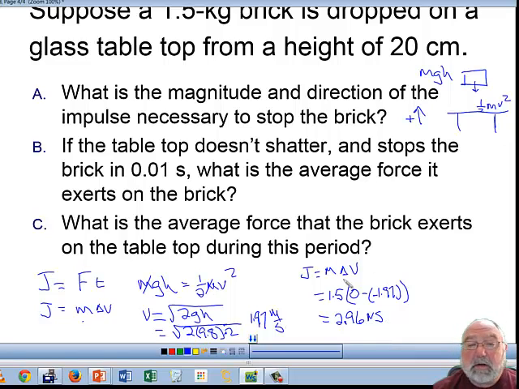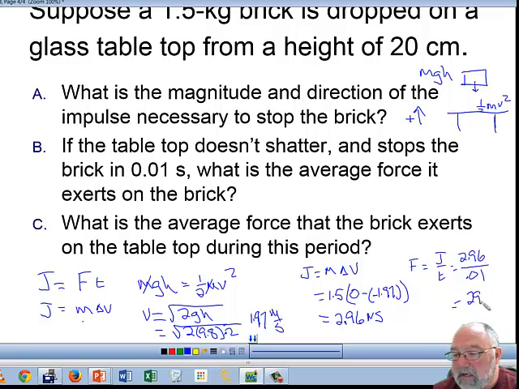Okay, well, let's find out what the average force is that it exerts on the brick. Well, we have our impulse. Going back to our equations, impulse is equal to force times time. Now we've been given the time, so we can calculate our force. Force is equal to impulse over time, which is 2.96 over 0.01. If we're dividing by a hundredth, it's the same thing as multiplying by 100. So that's 296 newtons of force.